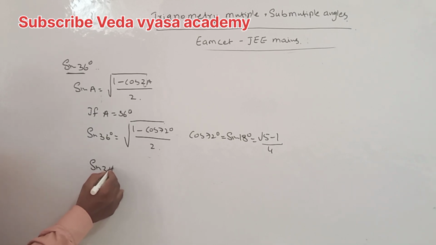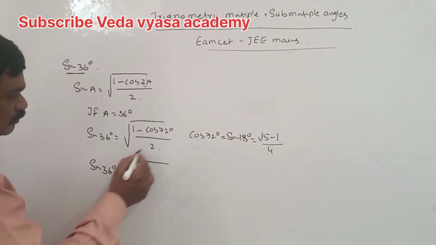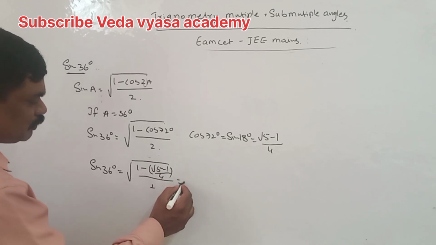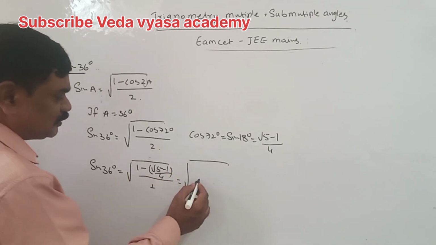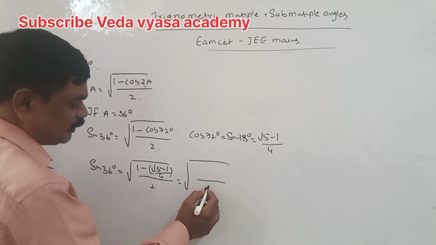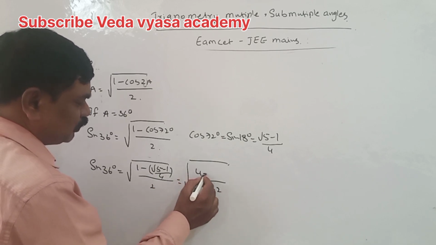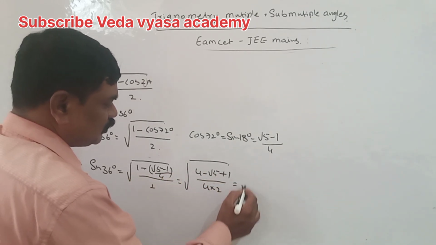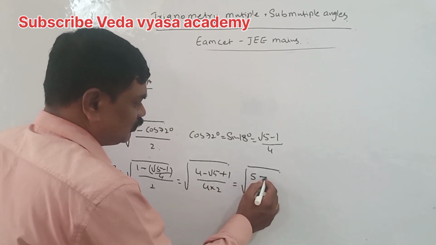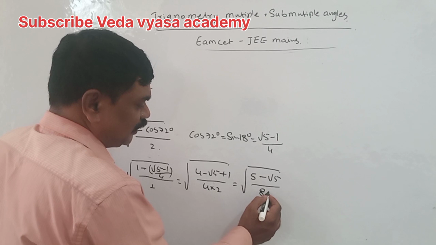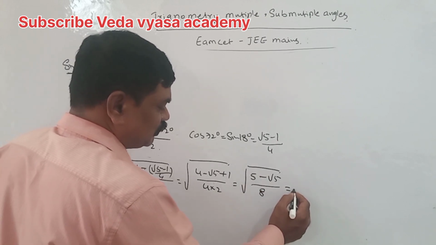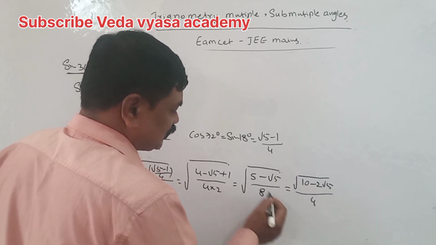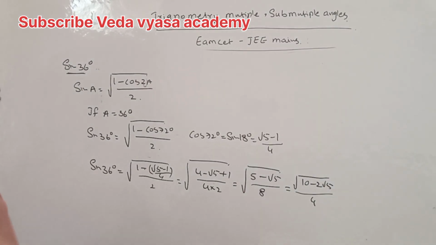Then sin 36 degrees is equal to root over 1 minus this value, (root 5 minus 1) by 4, whole squared, by 2. Equal to root over, here the LCM is 4, so 4 into 2: 4 minus (root 5 minus 1) squared by 8, which is 5 minus root 5 by 8. So you multiply and divide by 2, then we have numerator 10 minus 2 root 5 by root 16, which is 4. So what we will have?